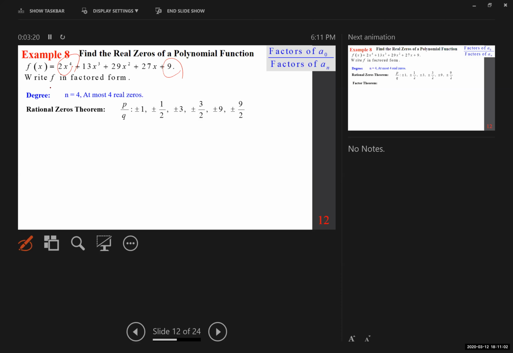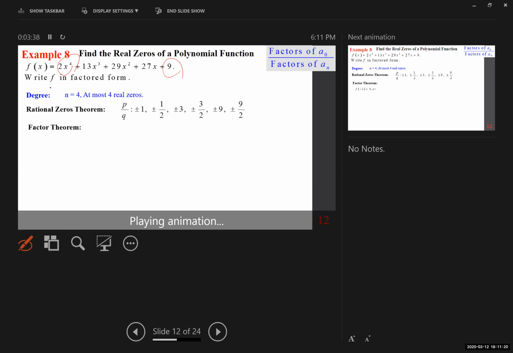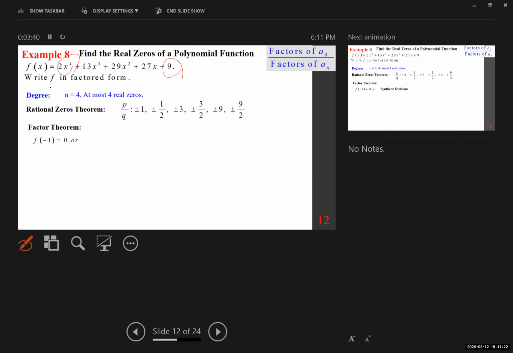When you plug in 1, what do you get? Do you get 0? When you plug in negative 1, do you get 0? Okay, so if that is the case, class, if negative 1 results in 0, can anybody tell me what should be our next step?